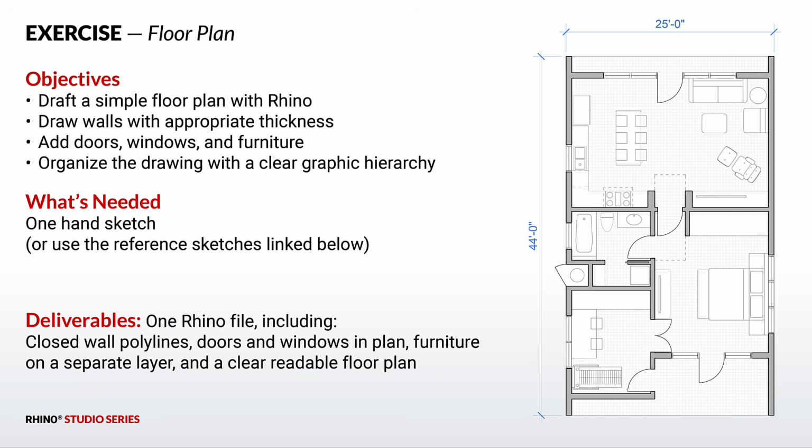For this episode's exercise, develop your own plan within the project footprint. Include closed walls with real thickness, functional doors and windows, fixed and movable elements on separate layers, and a hierarchy that remains readable. In the next episode, we will use the plan to project and develop the building elevations.